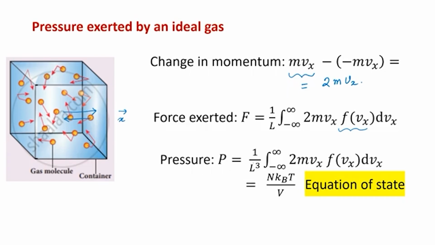We know that the pressure is obtained from the force by dividing it by the area. So, I divide it by L square and I get 1 by L cube, and then you integrate this. You can do it in 3 dimensions as well, it will give you the same result, and one gets nkT over V, where L cube is equal to V, and this is the equation of state. So, very simply one can calculate the pressure exerted by a classical ideal gas, which gives you the equation of state, which is PV equal to nkT, as it should.